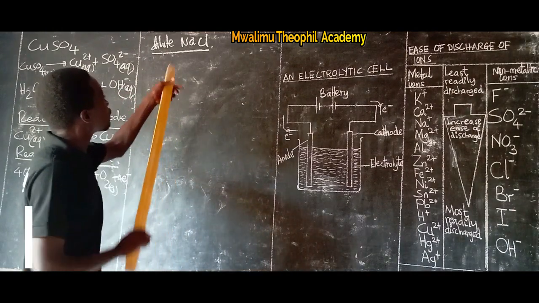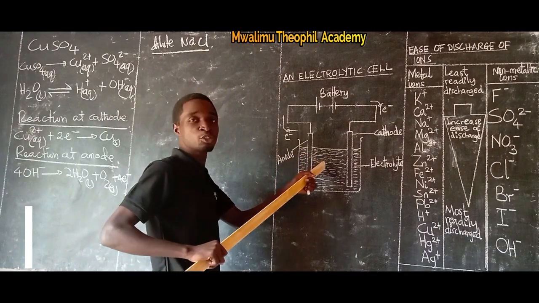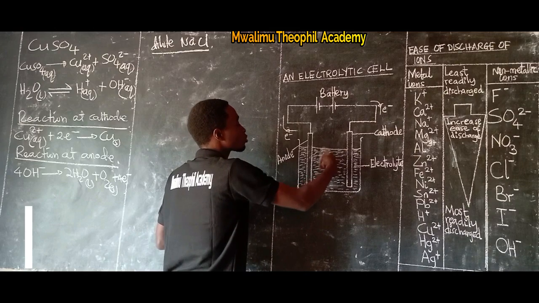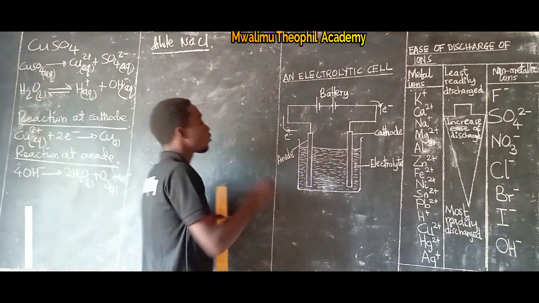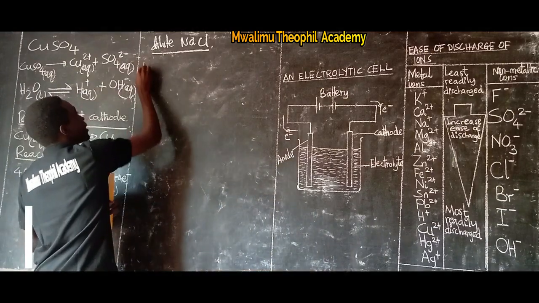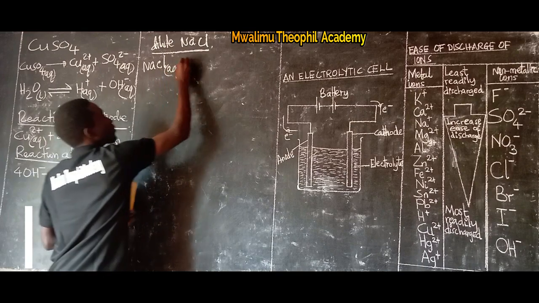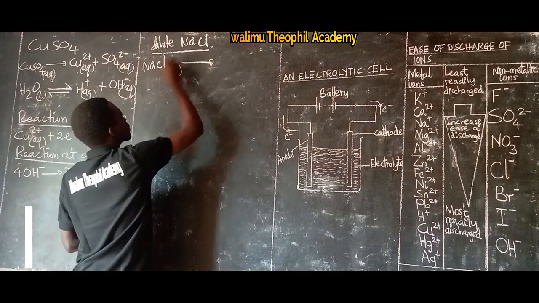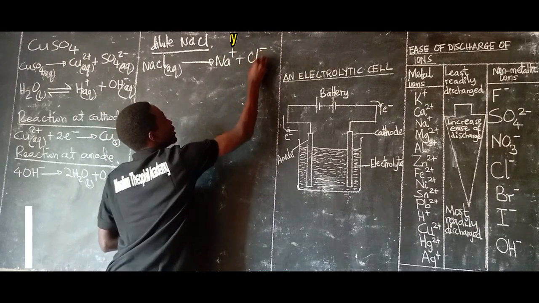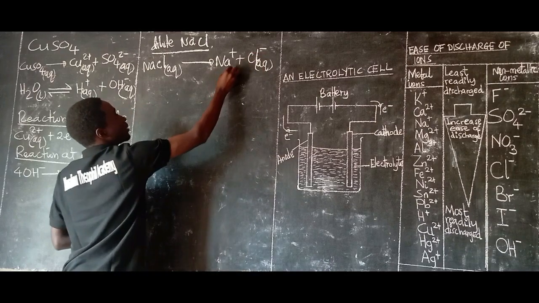Now, if our electrolyte is sodium chloride, it means that sodium chloride is dissolved in water, as you may see. In this solution there is sodium chloride, so what possible ions will be present? The prevailing ions will be the ions according to sodium chloride. It will dissociate to form sodium ion and chloride ion, as you may see.